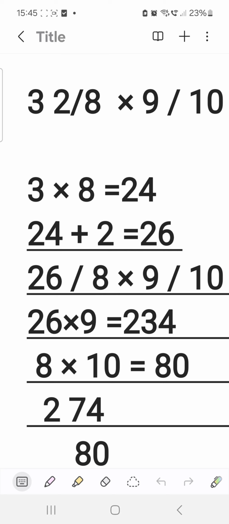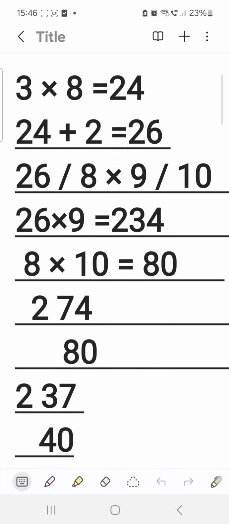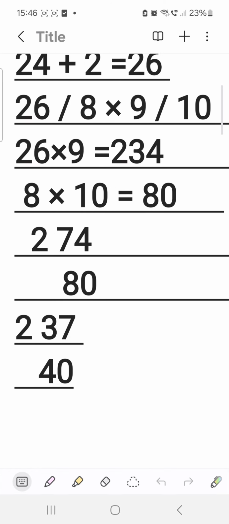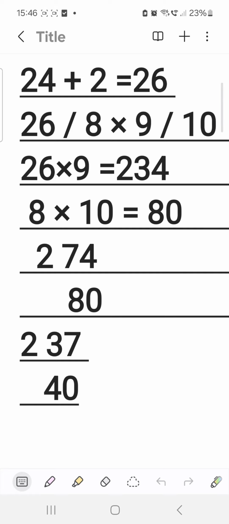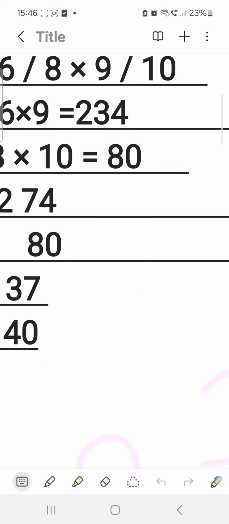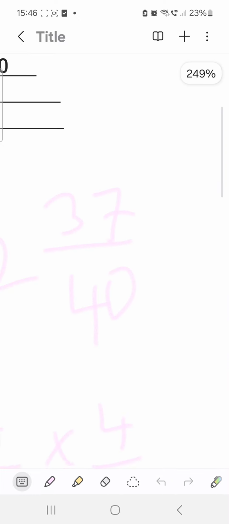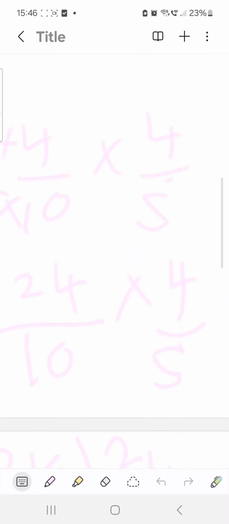Which equals 234. And then we did, you know how to do it. Okay, so then what we had to do is 8 times 10, because you have an 8 and a 10 left, timesing, which equals 80. Then you had to do 2 whole and 74 over 80, but because this is in the same times table, it was 2 whole and 37 over 40.